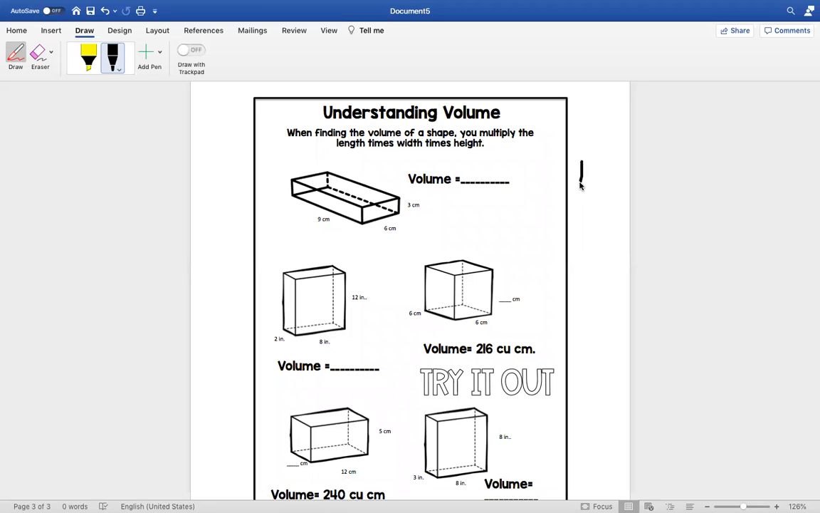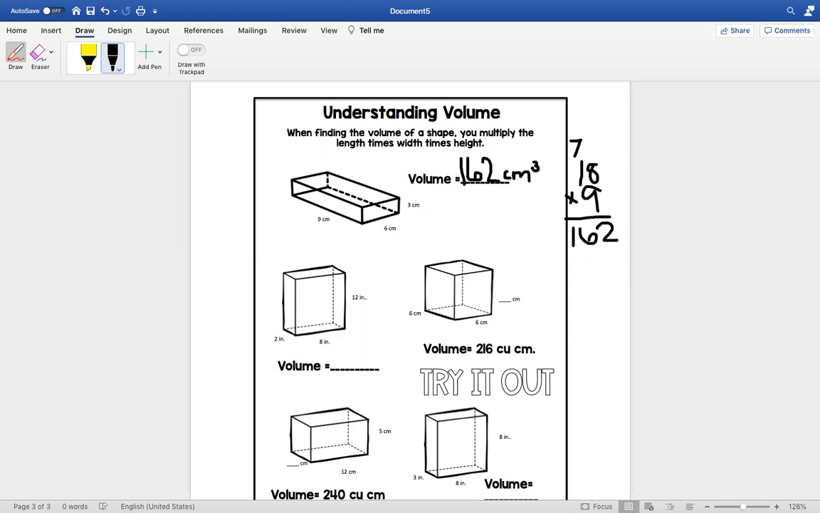Okay, so let's write 18 times 9. I know that 9 times 8 is 72, so I drop a 2 and carry my 7. 9 times 1 is 9, plus 7 is 16. So 162 what? Centimeters cubed. Great job. You've got to make sure that you put that measurement at the end of your answer.